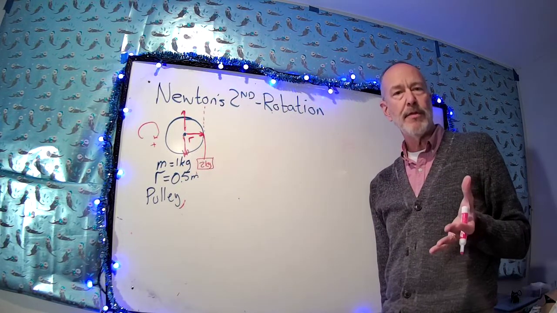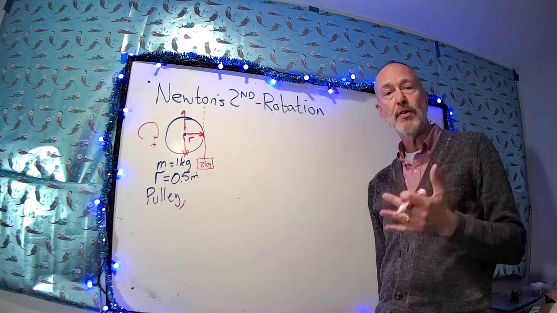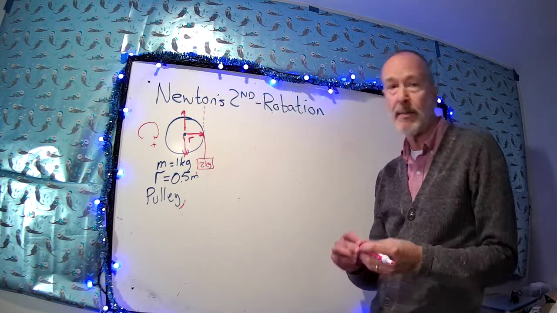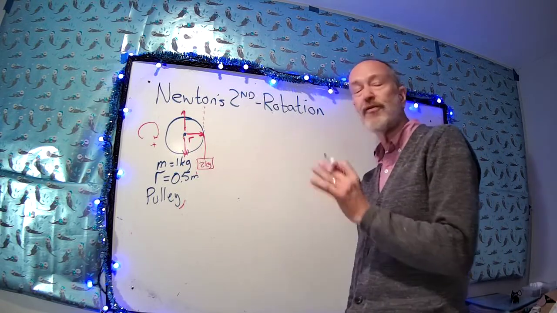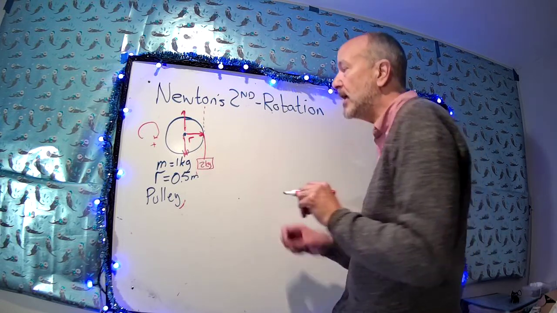Now, the problem with this is that's a multiple body problem. So you really have to solve it like we did with multiple body problems when we were doing linear motion. And the way you do that is this. Do a free body diagram or force diagram for each object.